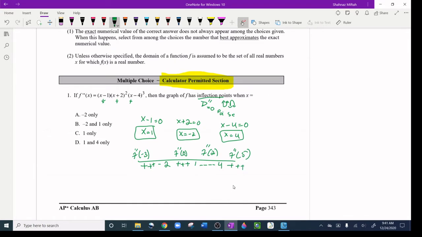Now, the question is asking which one is a point of inflection. Point of inflection means wherever concavity changes. So this is concave up, this is concave up, and this is concave down, and this is concave up. So my answer is at 1, the concavity is changing, because this is positive, that's negative, concave up, concave down. So at 1, the concavity is changing, and at 4, concavity is changing from concave down to concave up. So the answer is 1 and 4, which is D.